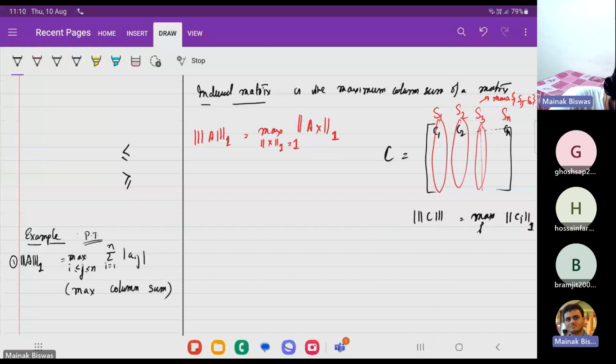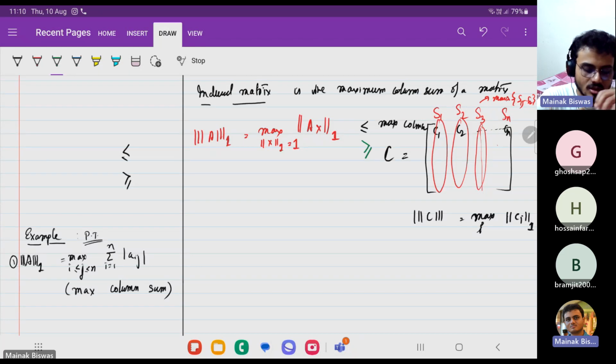So I'll be showing that this is less than or equal to the maximum column sum, and then I will be showing the maximum column sum is less than or equal to this norm. Can you tell me how do I do it?